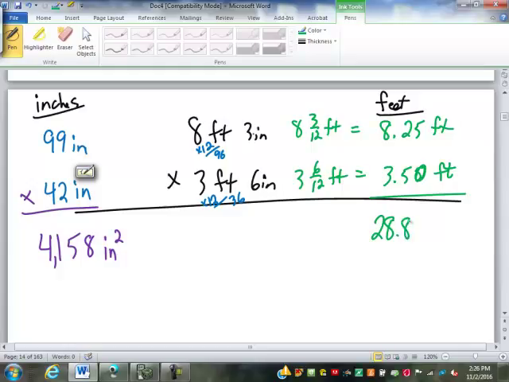28.875. And again, we multiply the names. Feet times feet are feet squared, or square feet. Now, if we look at these, 28.875 square feet and 4,158 square inches.